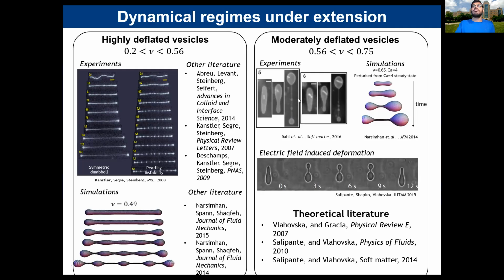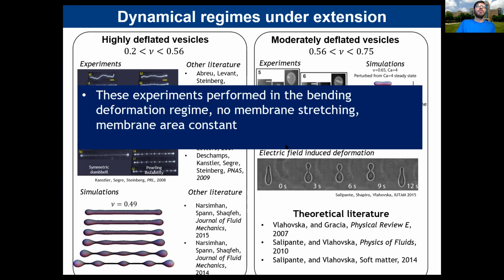Recently, the Susan Muller group also showed that if the reduced volume is larger than 0.6, then you observe the formation of an asymmetric dumbbell shape. These experiments are also complemented well by numerical simulations from the AIChE group. The Petia Vlahovska group has also shown that an asymmetric dumbbell shape exists when you apply an electric field on lipid vesicles. Now, most of these experiments were performed in the low flow rate regime when there is no membrane stretching.